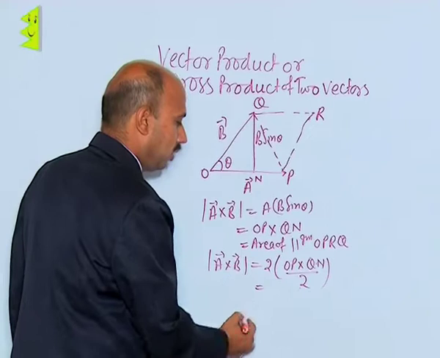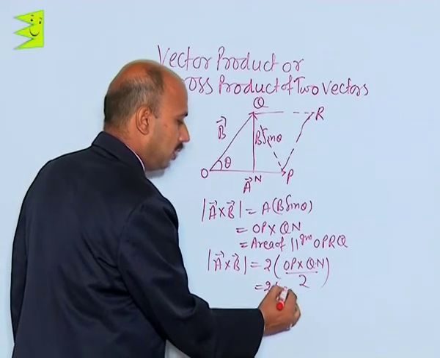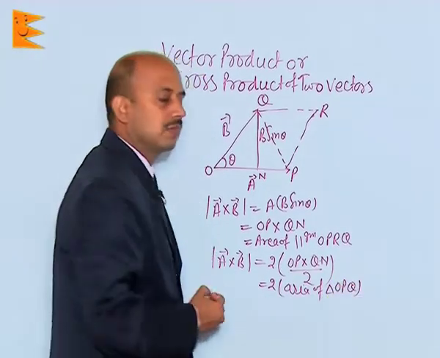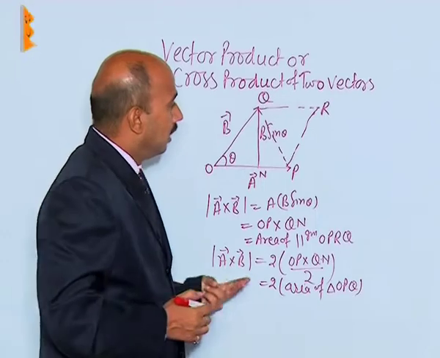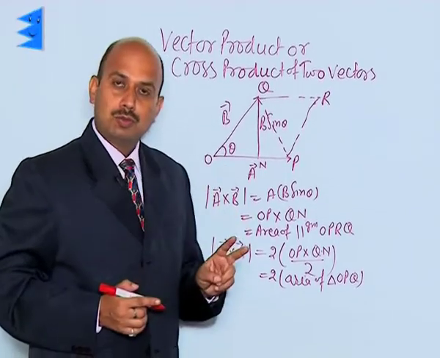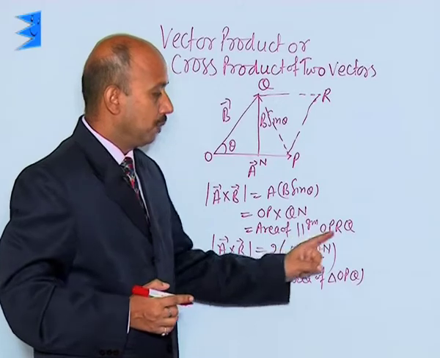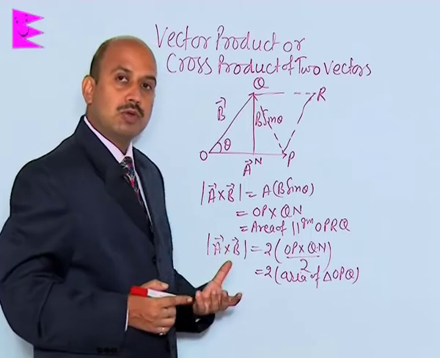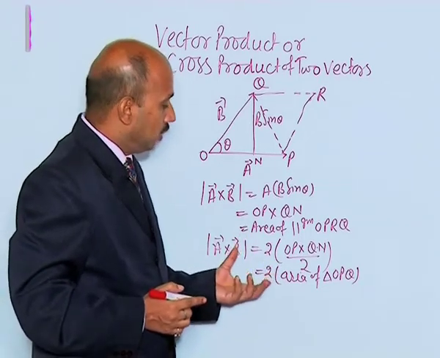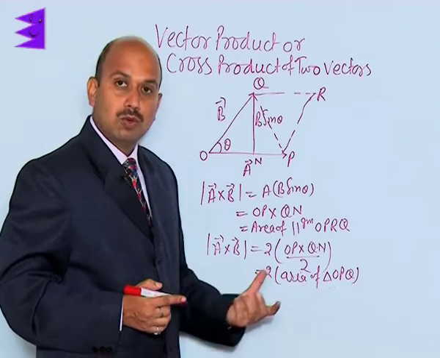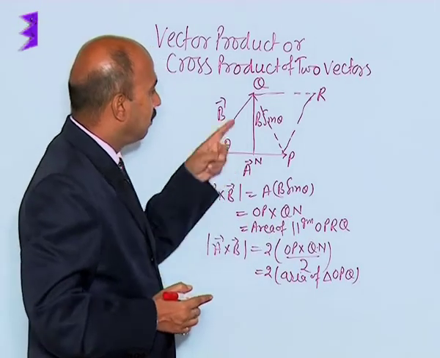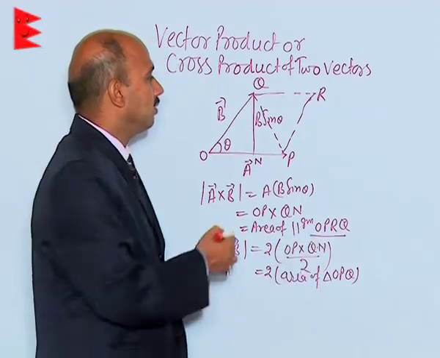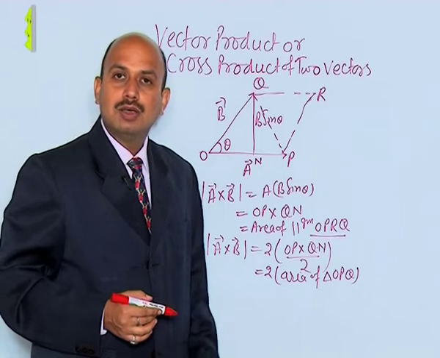So we can write twice the area of triangle OPQ. The magnitude of the cross product of two vectors is equal to the area of parallelogram OPRQ, and second, it represents twice the area of triangle OPQ when the two vectors A and B represent the two sides of a triangle. Similarly, in the case of the parallelogram, the two vectors A and B represent the two sides of the parallelogram.